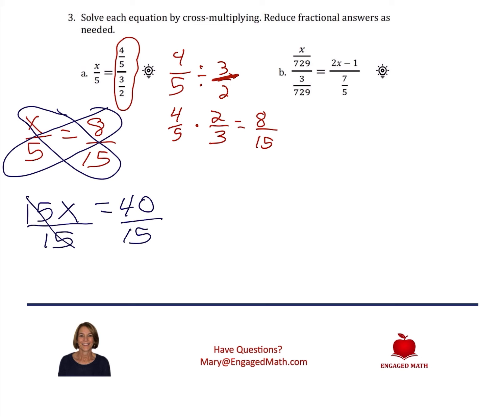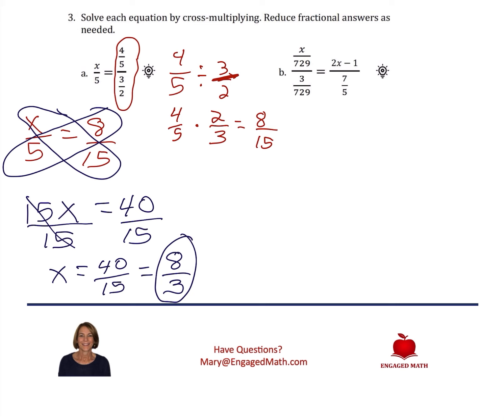Divide both sides by 15, like always when we solve equations. So x equals 40 over 15. And when you reduce that, you're thinking 5 goes into 40 8 times and 5 goes into 15 3 times, and your answer is 8/3. And we have done our first light bulb problem of the Algebra 1 workbook. Yay. All right, let's go to B.